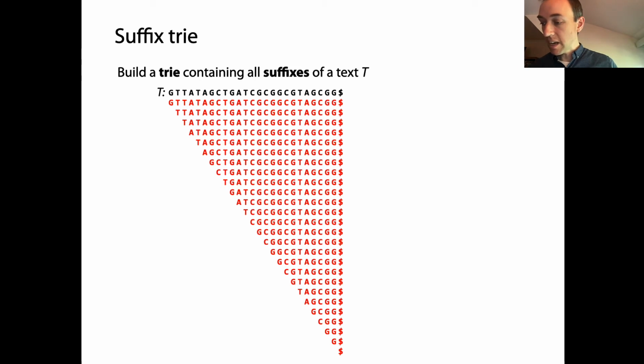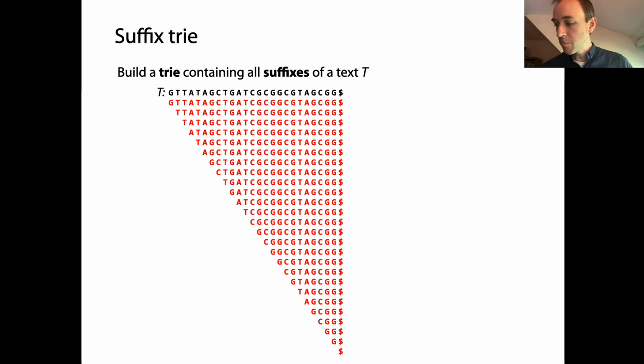All the suffixes, right? So like the suffix that's the whole text, the suffix that's the whole text except for the first character, the whole text except for the first two characters, and so on. So it's a trie containing all those suffixes. And you may be saying to yourself, wait a minute, that sounds like a lot of stuff to put into a trie, right? Because the text might be relatively long, and therefore many of the suffixes of the text will also be long. So just to see this pictorially, let's look at a text together with all its suffixes.